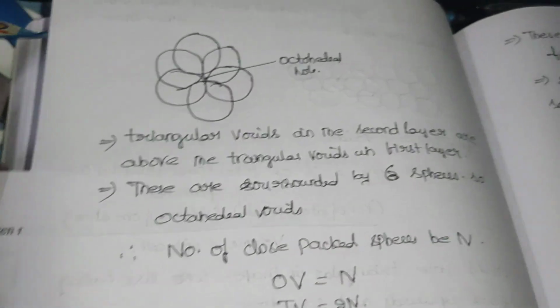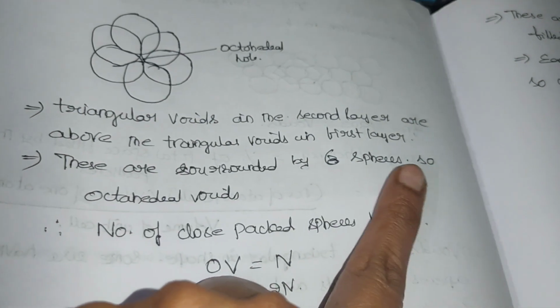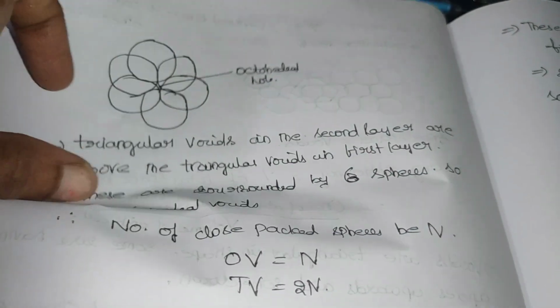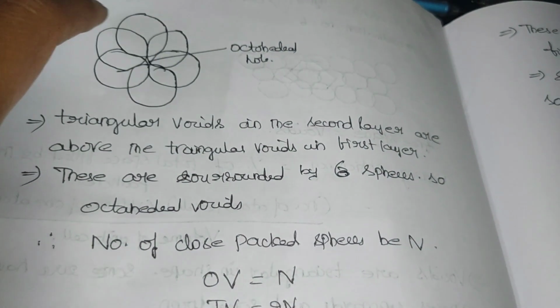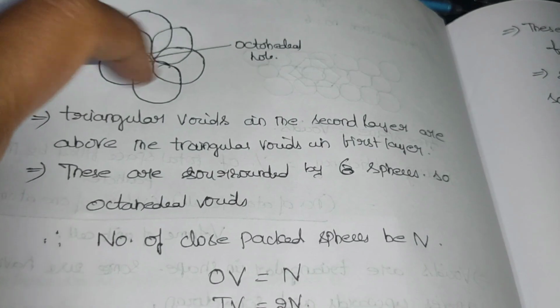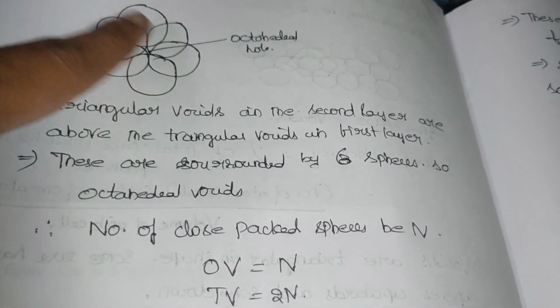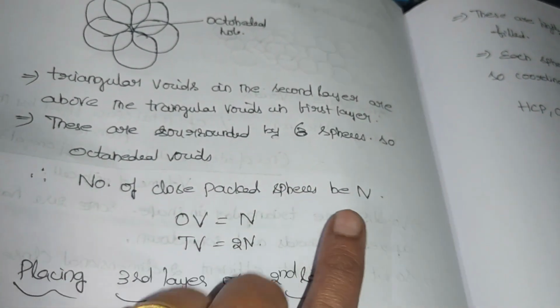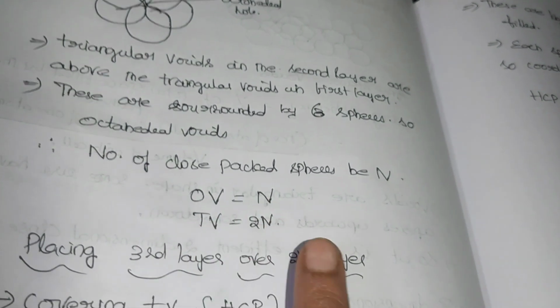Then what is an octahedral hole or octahedral void? We'll see. Triangular voids in the second layer are above the triangular voids in the first layer. They are surrounded by 6 spheres. So this second layer, they are above the triangular voids in the first layer. So what happens? They are surrounded by 6 spheres, so it is an octahedral void. Then if the number of close packed spheres is n, for octahedral voids it is n, and for tetrahedral voids it is 2n.